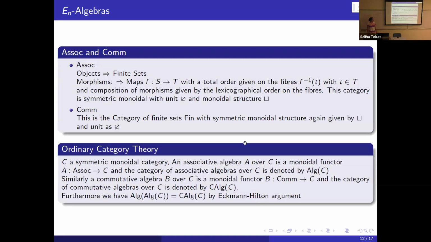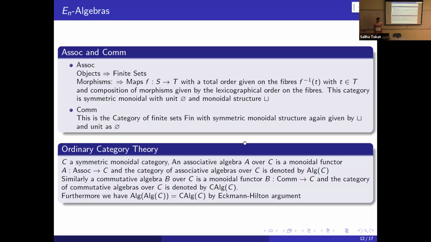The symmetric monoidal structure on this is given by the disjoint union, and the unit is given by the empty set. Again, COM looks like an interesting category, but it's just the category of finite sets, and the symmetric monoidal structure is given by the disjoint union and the empty set.